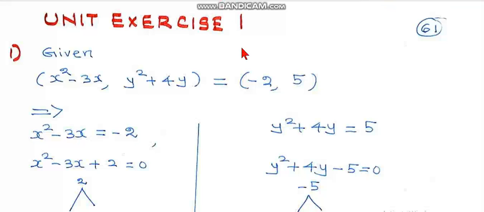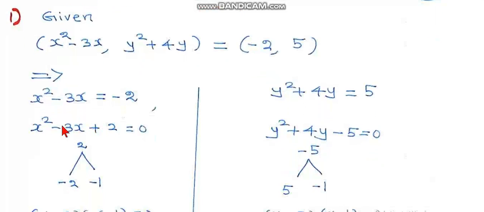ரெண்டு ordered pairs equal கொடுத்துக்கிறதுனால first elements equal இருக்கணும், second elements equal இருக்கணும். That implies x squared minus 3x equal to minus 2 and y squared plus 4y equal to 5. x squared minus 3x equal to minus 2, that gives you x squared minus 3x plus 2 equal to 0.